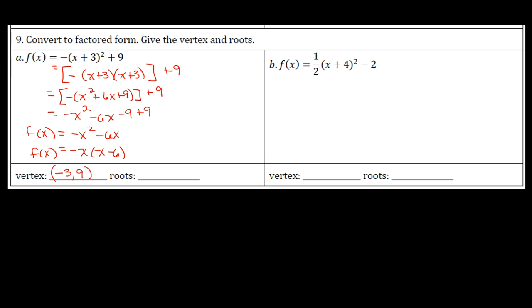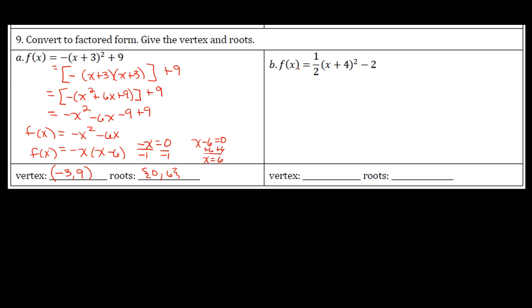And so we're going to set each of these equal to 0. So here I just need to get rid of the -1. So I'm going to divide, and x equals 0. Here I'm going to add 6, and x equals 6.